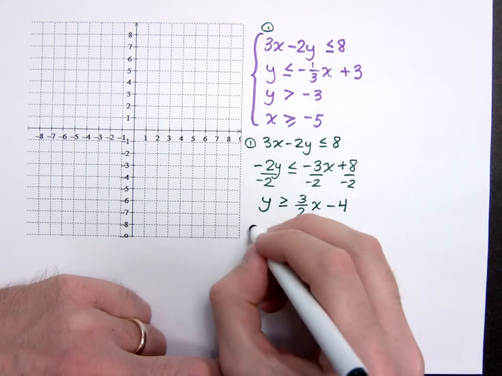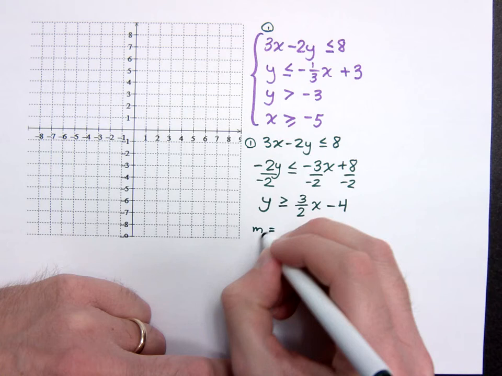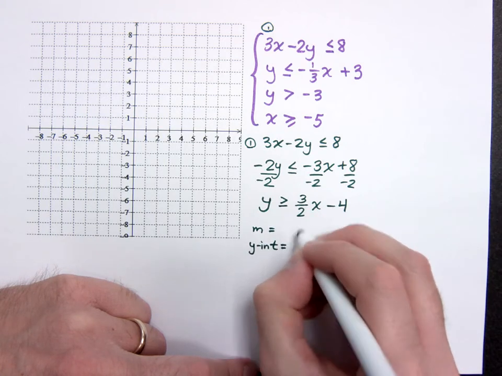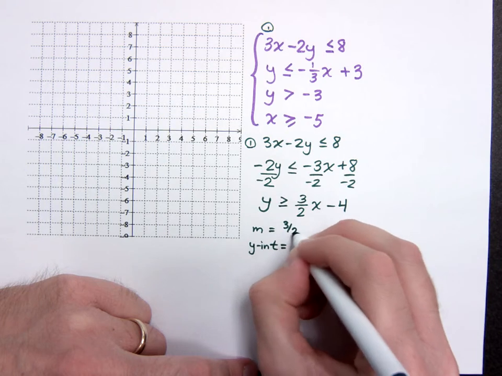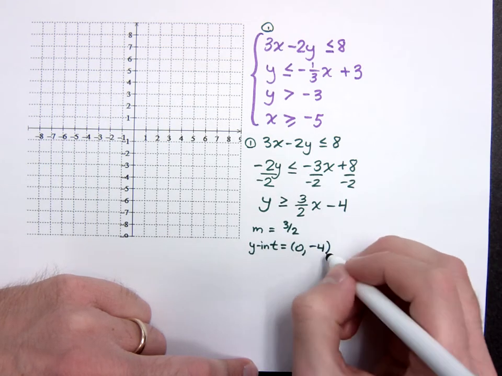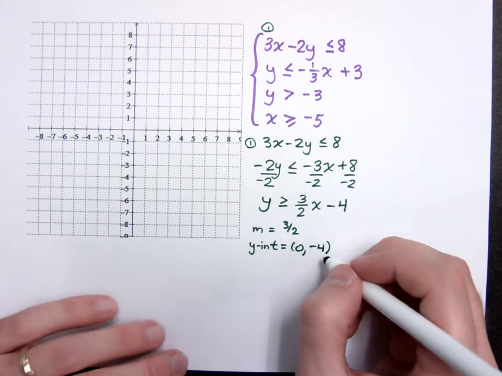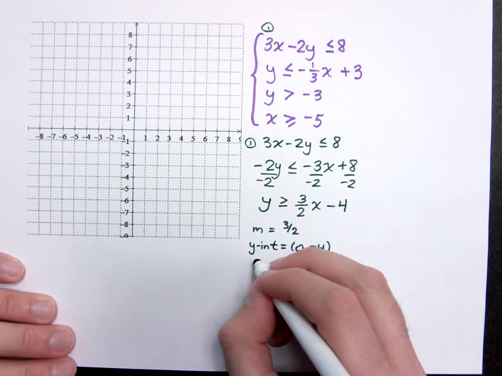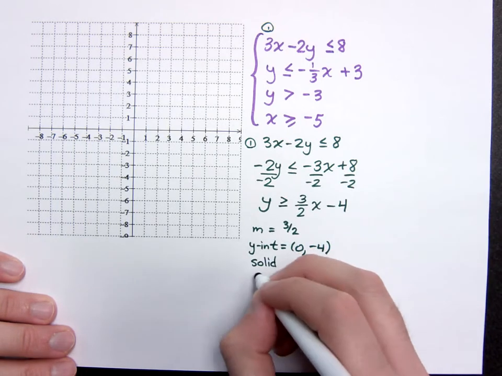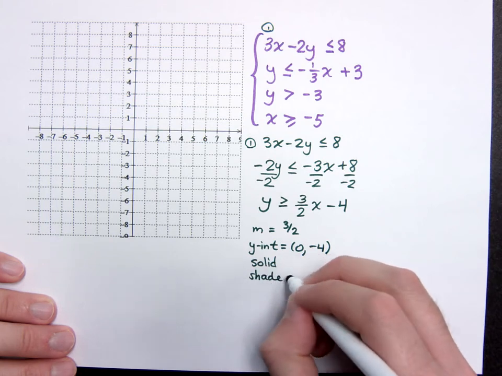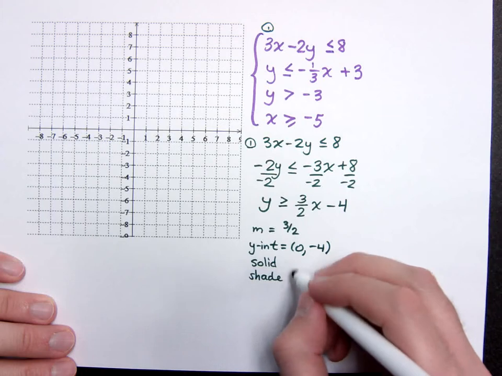So from this, what's your slope and what's your y-intercept? Your slope is 3 over 2. Your y-intercept is 0, negative 4, right? So is this going to be solid or dashed? And you're going to shade where? Since it says y is greater than, you're going to shade above.